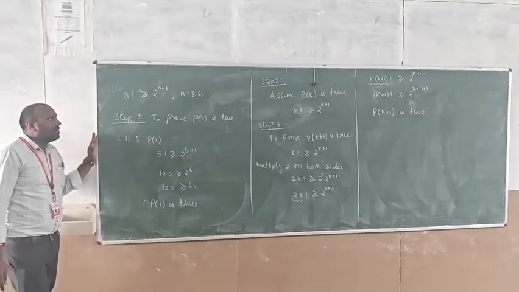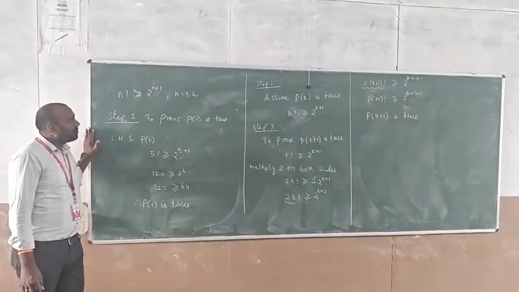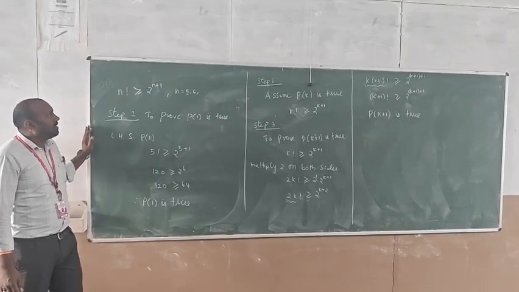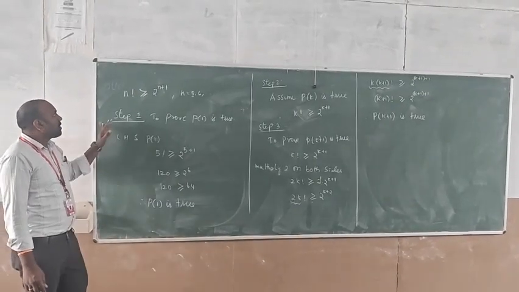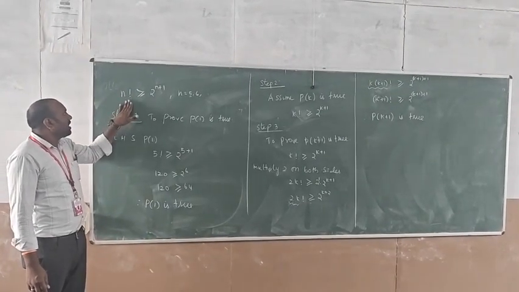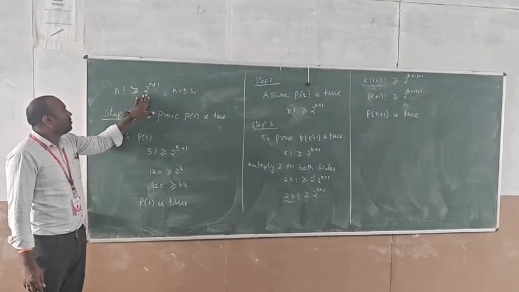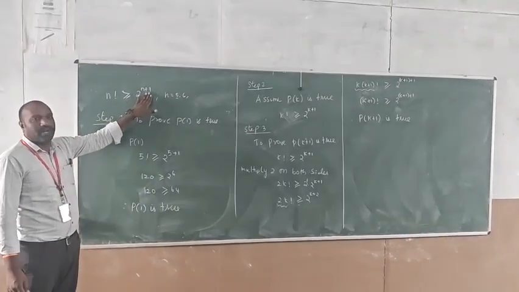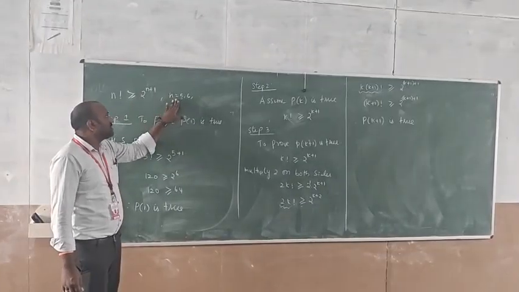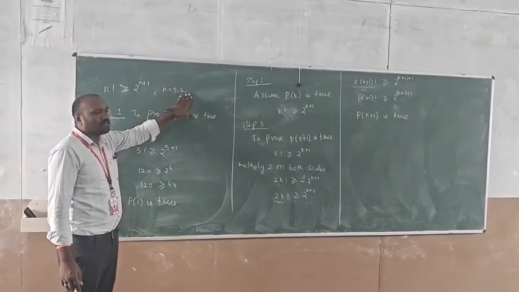Already we have part 1 done. Now the second part is mathematical induction. The next problem is n factorial is greater than or equal to 2 power n plus 1, with the condition that n is equal to 5, 6, and so on.